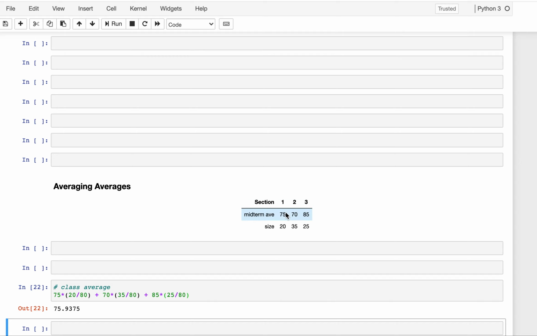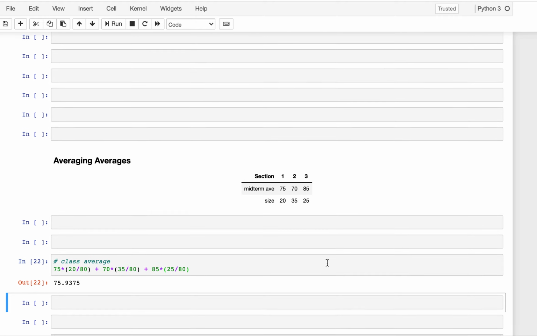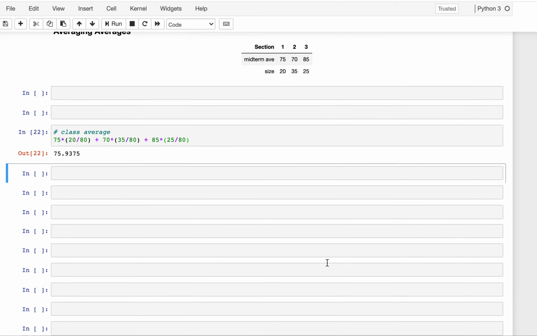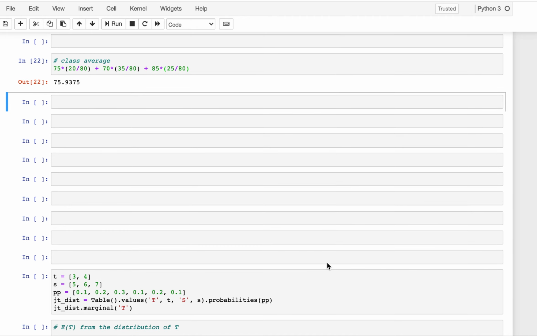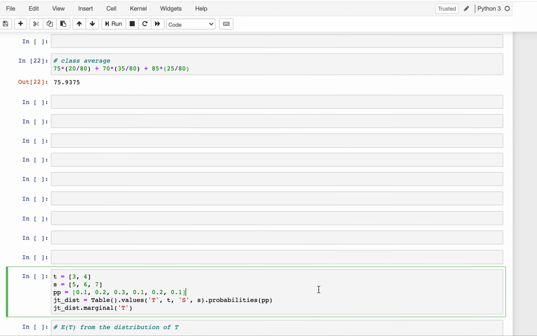But the point is that you've taken these group averages and you've averaged them. So you've averaged averages. And we will do that to find unconditional expectations by looking at conditional expectations and averaging those.